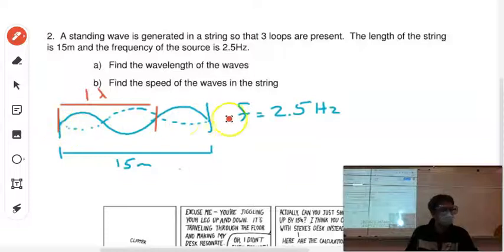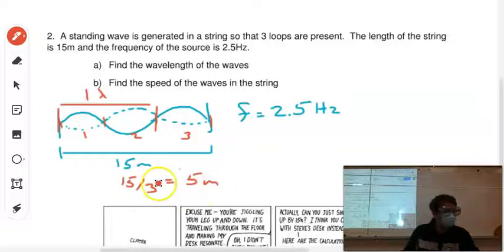Now the distances between successive nodes are the same. So what we can do is we can figure out the distance between any specific set of nodes because there is 1, 2, 3 distances between our nodes. And they are perfectly split into equal portions, so each portion would be 1/3 of 15, which would be 5 meters. So this is 5 meters, that's 5 meters, and this is 5 meters. Therefore, 1 wavelength, which is 2 nodes, would be 2 times 5, or 10 meters.